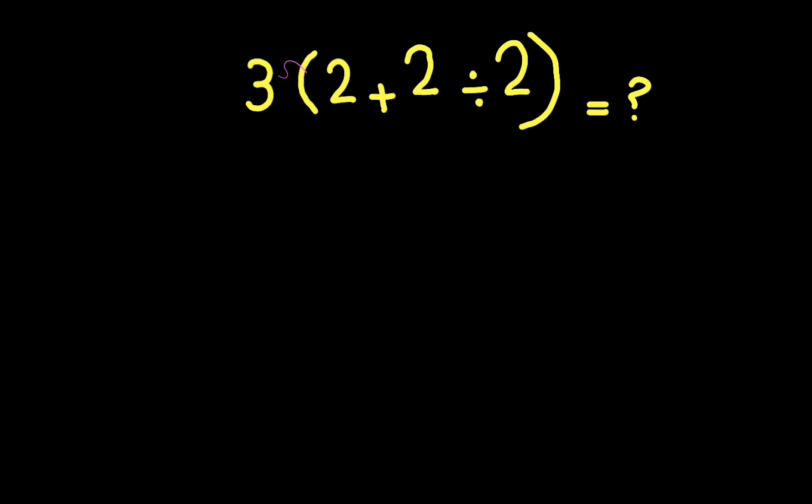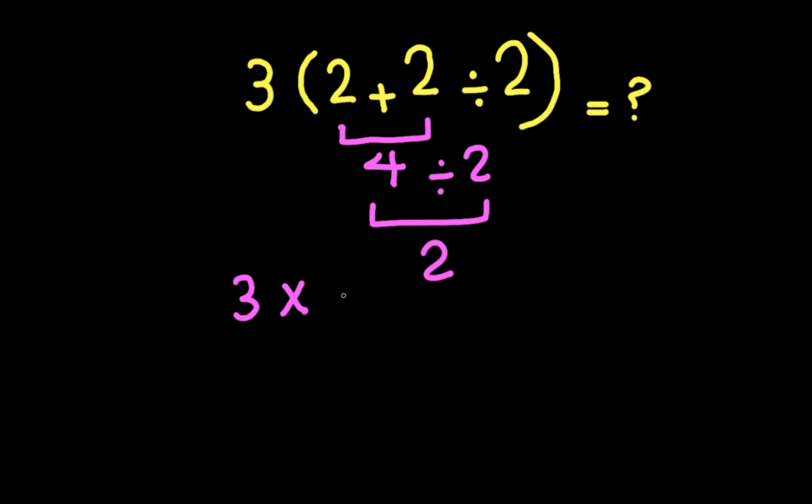Today I want to find the value of this expression: 3 times (2 plus 2 divided by 2) in parentheses. So 2 plus 2 gives us 4. Now 4 divided by 2 gives us 2. Now 3 times 2 gives us 6. But this answer is not correct.